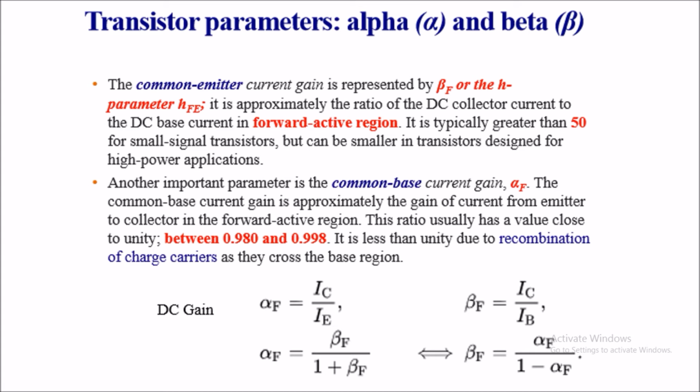This ratio usually has a value close to unity, between 0.98 and 0.998. It's less than unity due to recombination of charge carriers as they cross the base region. So we have alpha F equals IC divided by IE and beta F equals IC divided by IB. This is beta F and alpha F, which is the DC gain.